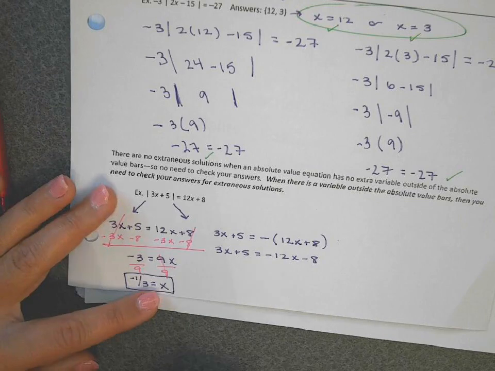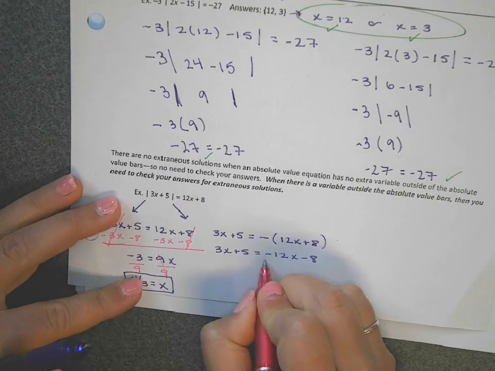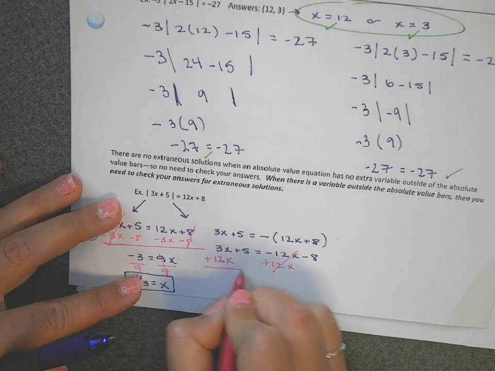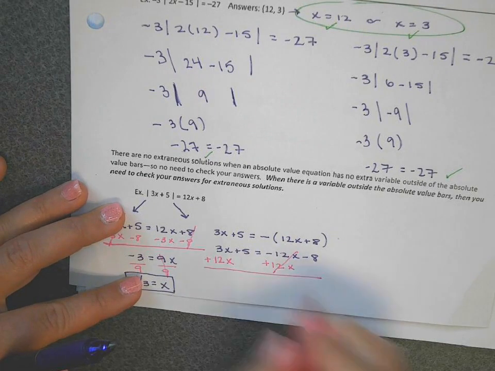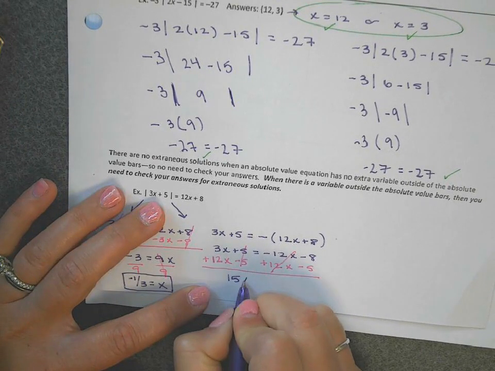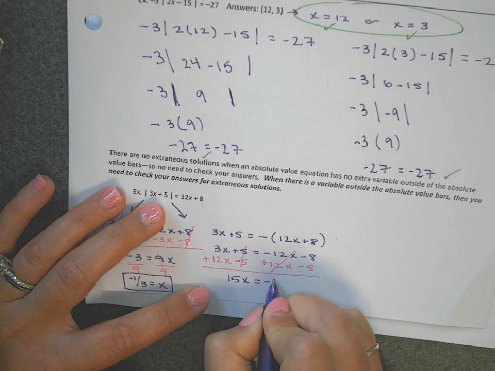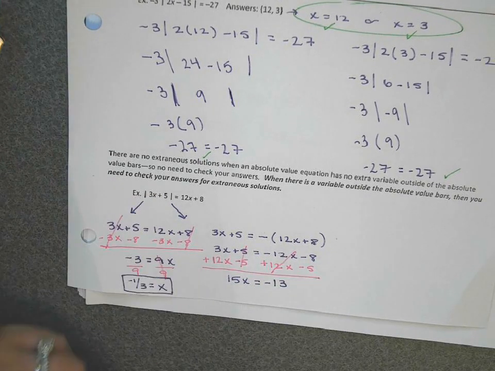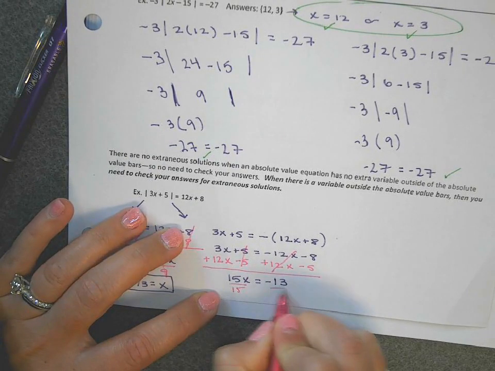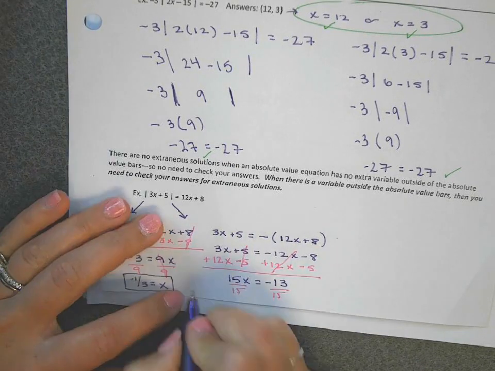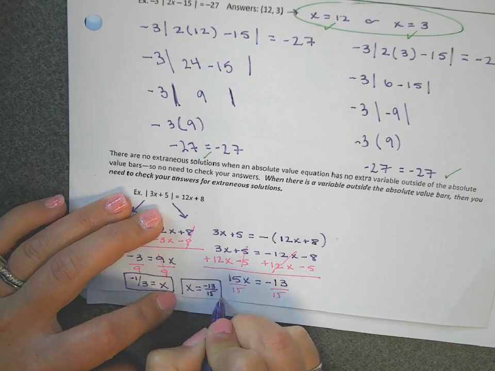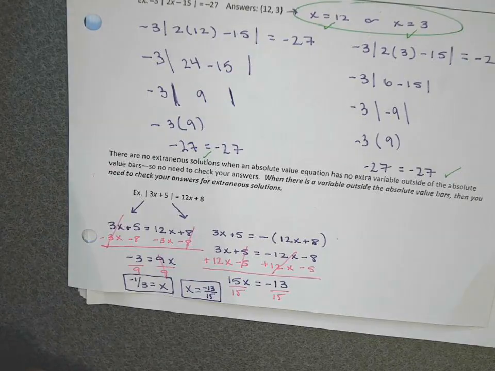I gotta solve this one over here still. Add 12x on both sides. Remember, there's different ways you can go about doing this, depending on which side you move it to. Minus 5 on both sides. So x is negative 13 over 15.